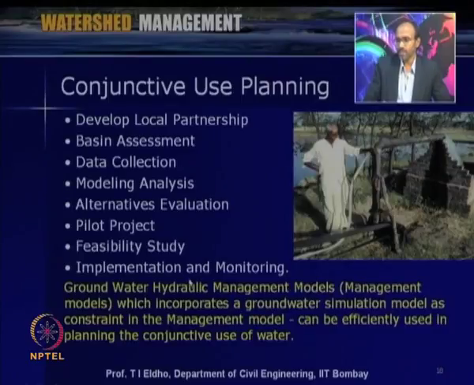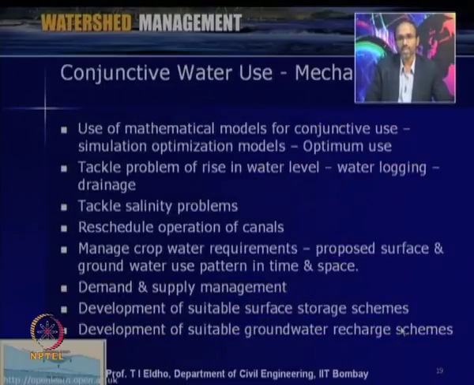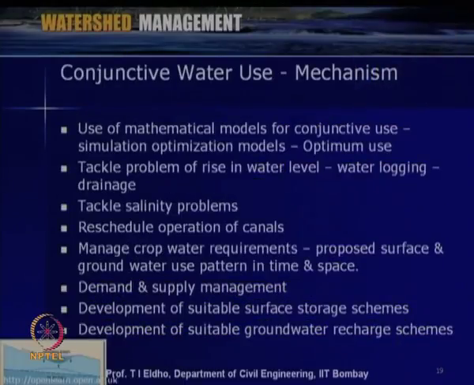So, most of the time we need to go for modeling. Groundwater hydraulic management models, which incorporate hydrological models, groundwater simulation models, and various constraints in the management model, can be efficiently used in the planning of conjunctive use of water. So, we have to go for mathematical modeling and development of especially simulation and optimization models for appropriate development plans for conjunctive use as far as the area is concerned.